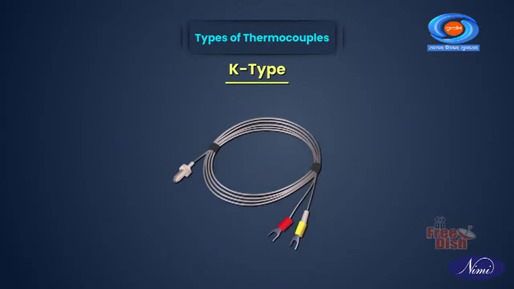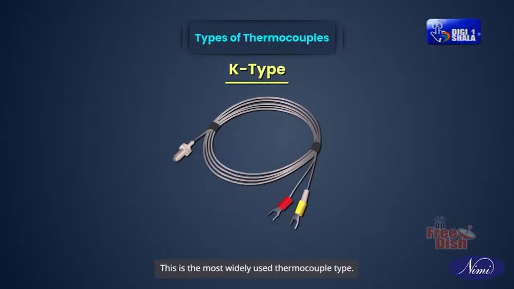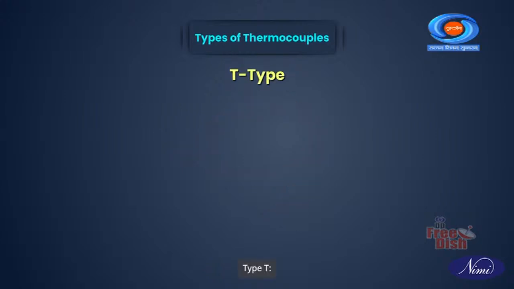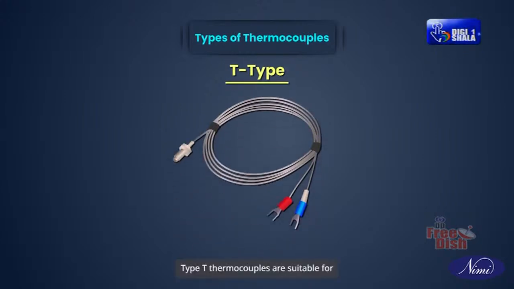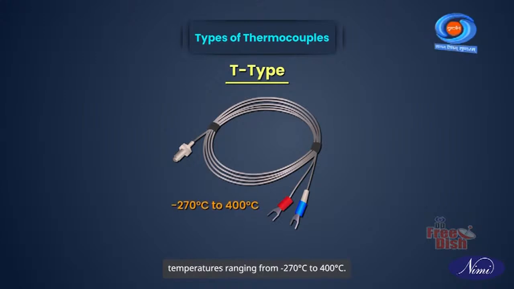Type K. This is the most widely used thermocouple type. It covers a wide temperature range and is suitable for general-purpose applications. Type T. Type T thermocouples are suitable for temperatures ranging from -270 degrees Celsius to 400 degrees Celsius. They have good resistance to corrosion and are often used in cryogenic applications.